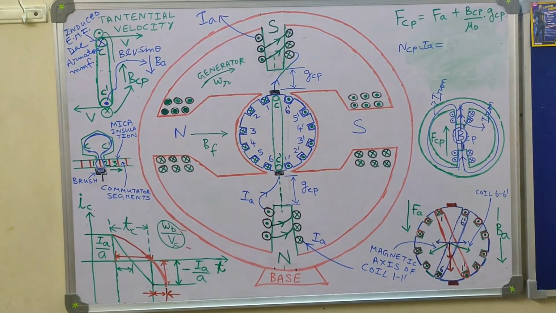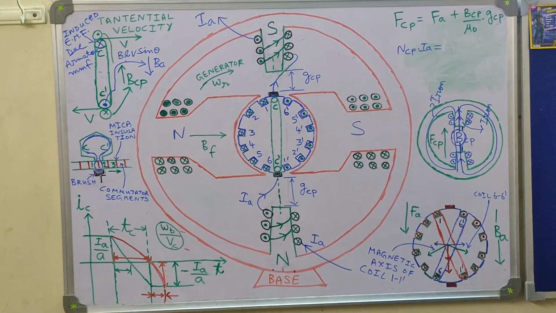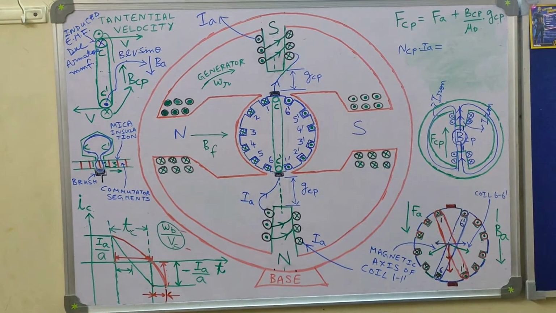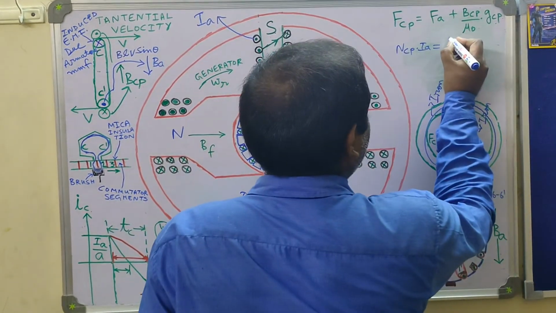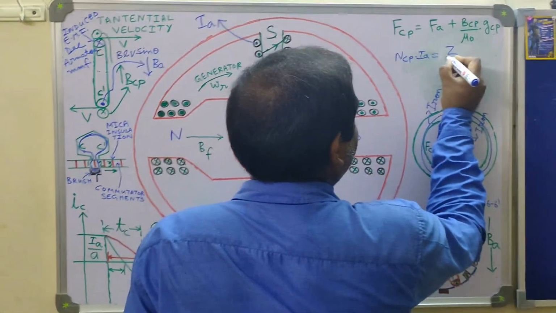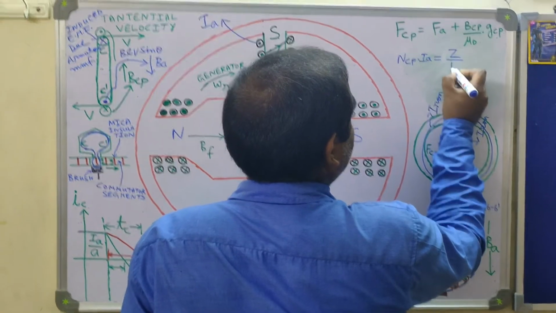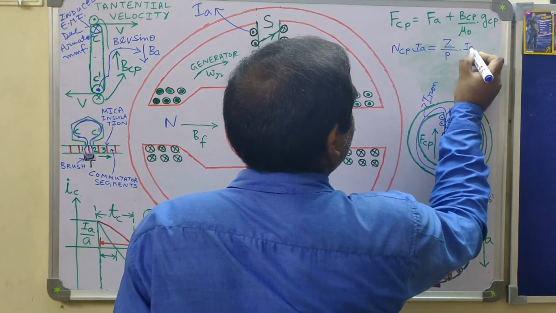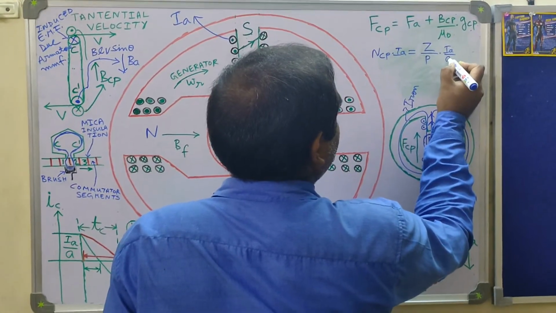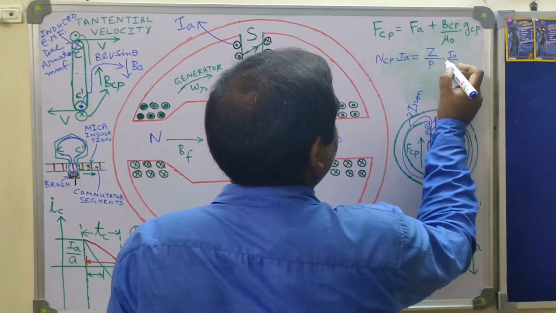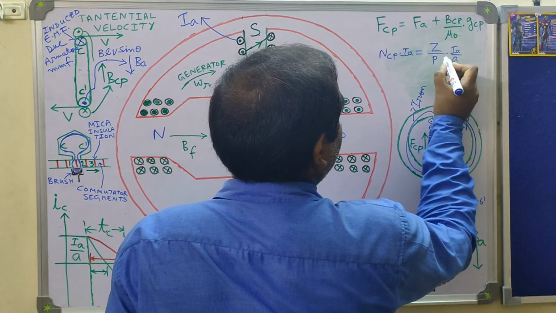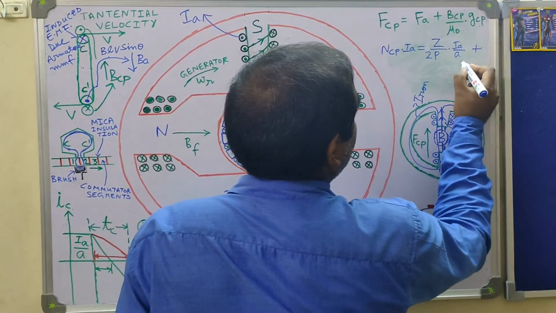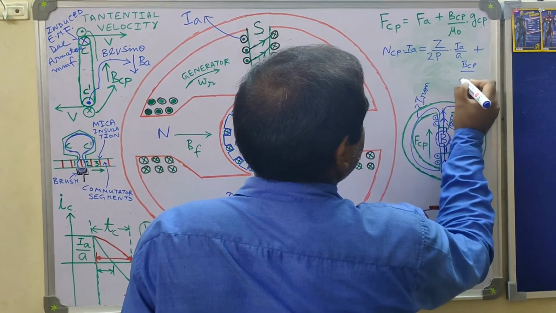So you divide by 2 in order to get the number of turns. So the total number of conductors is Z, the conductors under each pole is Z by P, and each conductor is carrying current IA by A. So ampere conductors under each pole is IA by A into Z by P. But if you want to find the equivalent number of turns, you have to divide by 2. That is how you get it.